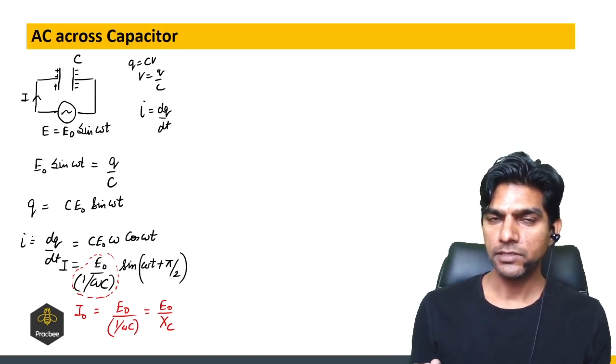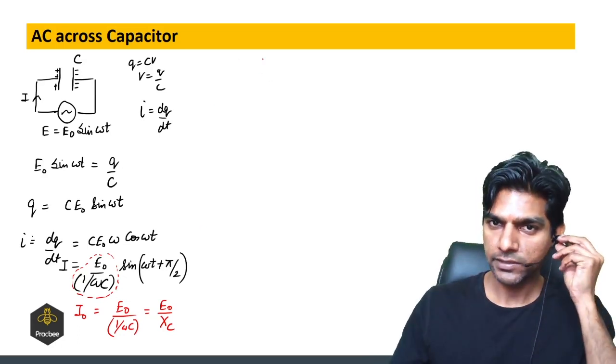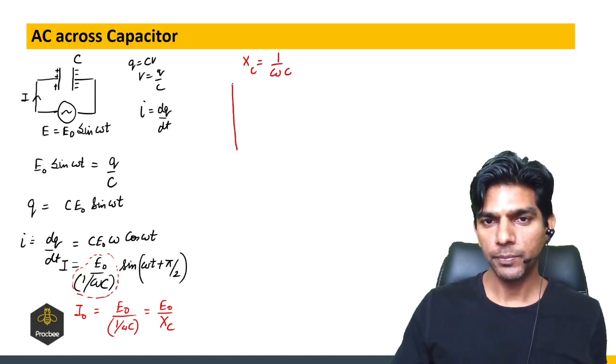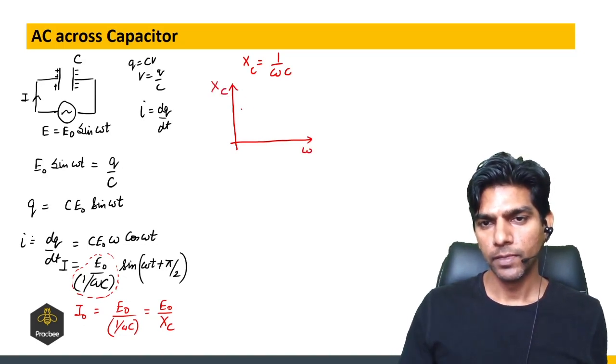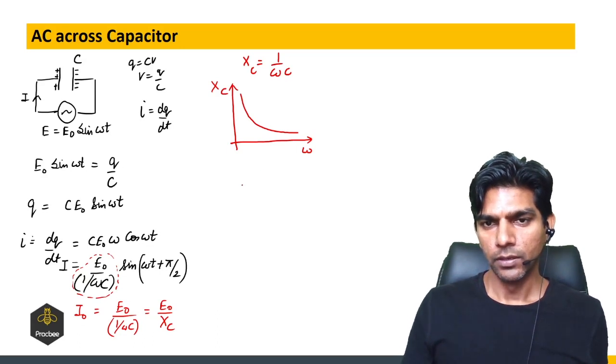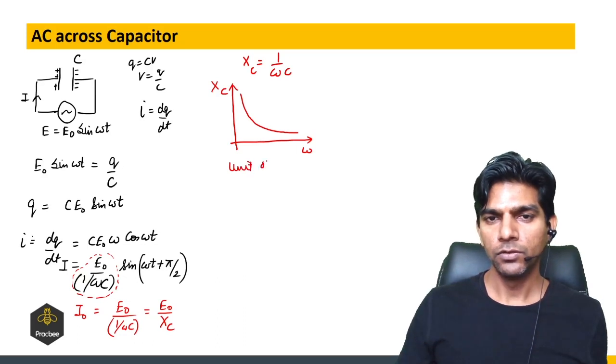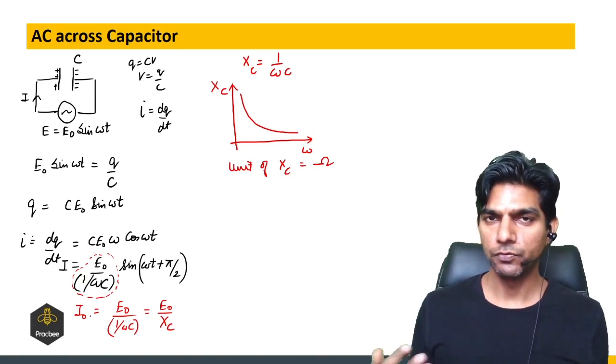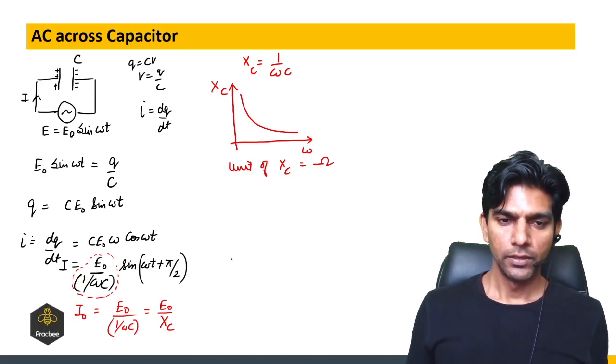Now capacitive reactance is the resistance offered by the capacitor to the alternating current. So we can say Xc is 1 by omega C, and if I plot the graph of capacitive reactance with angular frequency, it will be decreasing with the increase in frequency. That you should remember. And the unit of Xc is ohms. It is measured in ohms. So it is just like a resistance offered by the capacitor to the alternating current. So that we should remember.